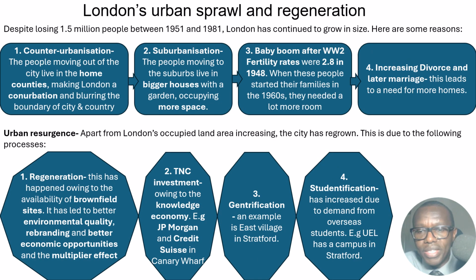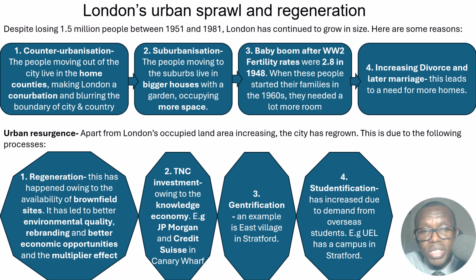Okay, so this next slide is a summary of London's sprawl and regeneration. Despite losing 1.5 million people between 1951 and 1981, London has actually continued to grow in size. And these are some of the reasons. Sprawl here actually just means that London has continued to spread outwards, okay?